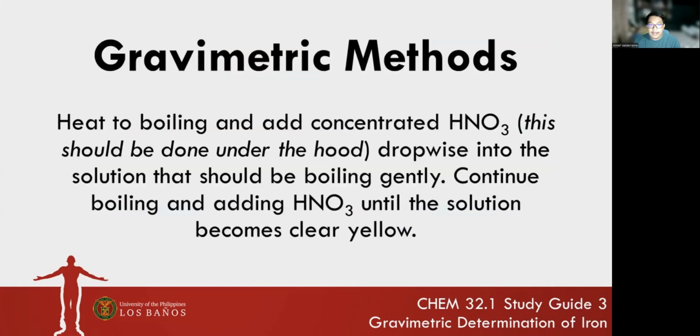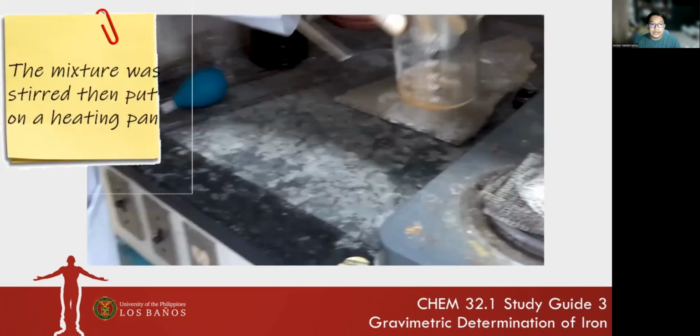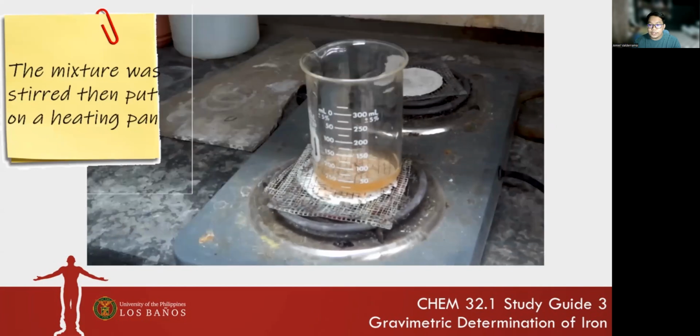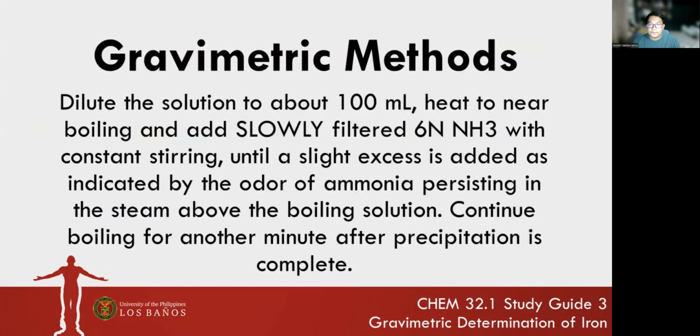And you can see there that there's a change of color in your solution. And then you will stir it and put the solution in the heating pan. And you have to add slowly filtered 6-normal ammonia solution.